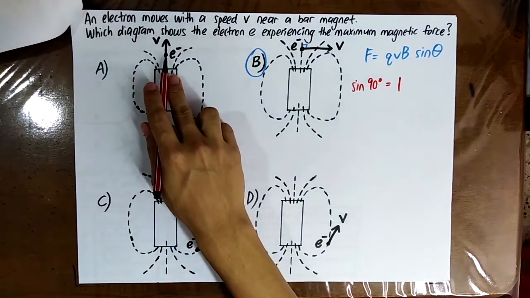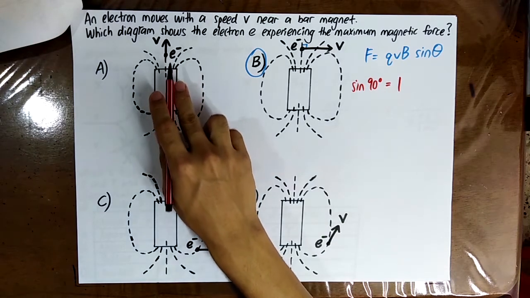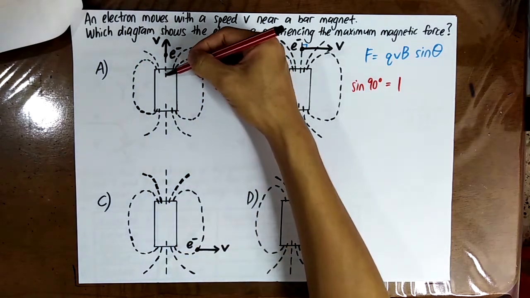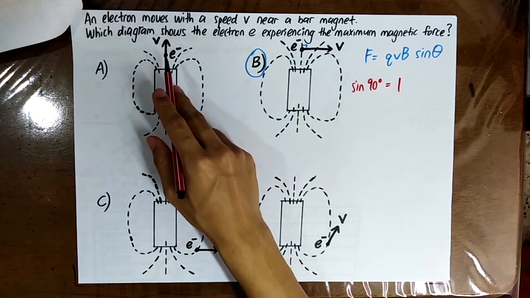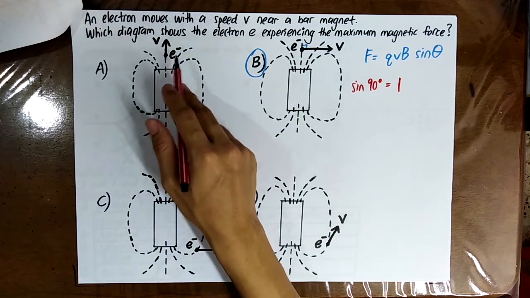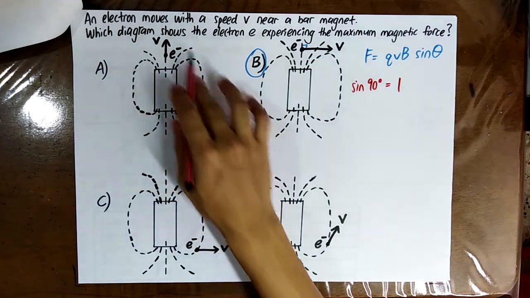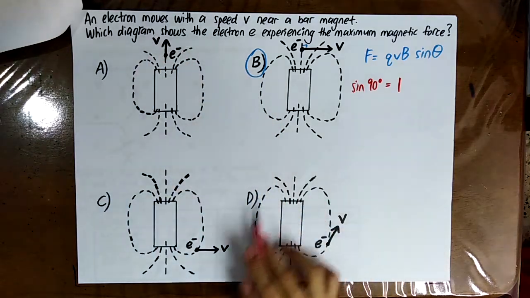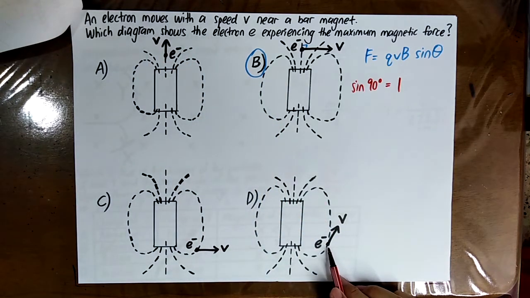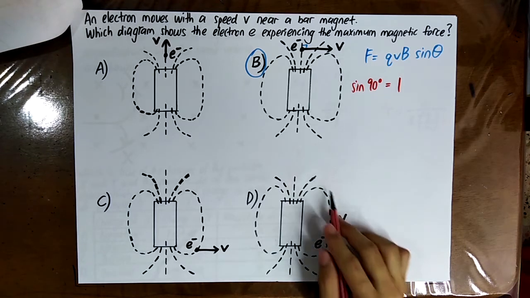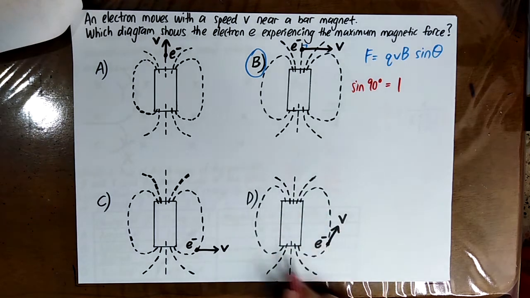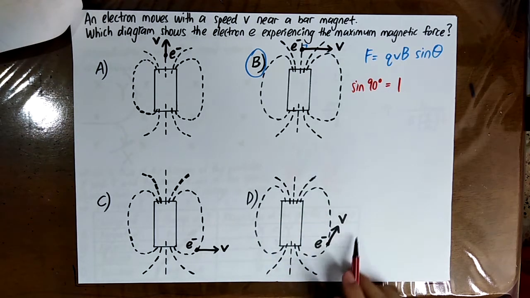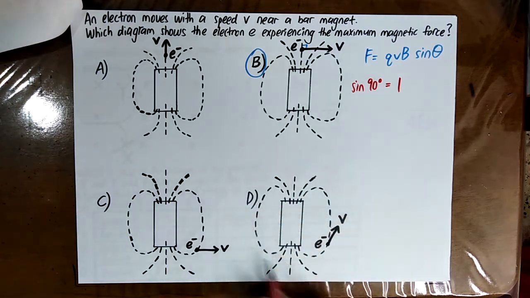For example, here, you know that the electron is moving parallel to the direction of the magnetic field. So it is sine 0 degrees, which is equal to 0. So there's no magnetic force acting on the electron in this case. In this case, the electron is also moving tangential to the path here, which is tangential to the magnetic field lines of the bar magnet. So sine 0 degrees equal to 0. That means that no magnetic force is acting on the electron here.